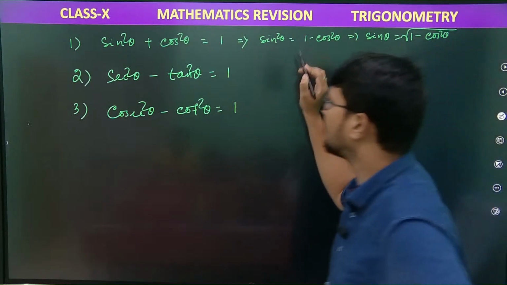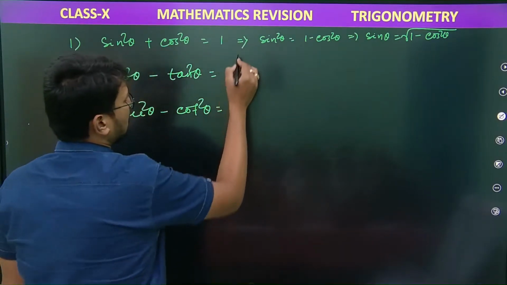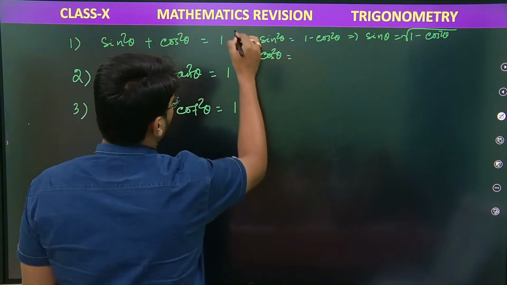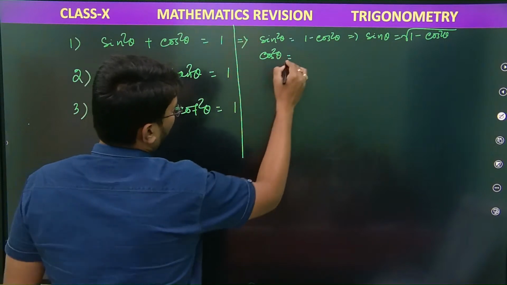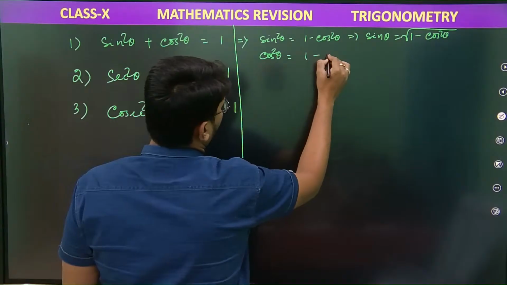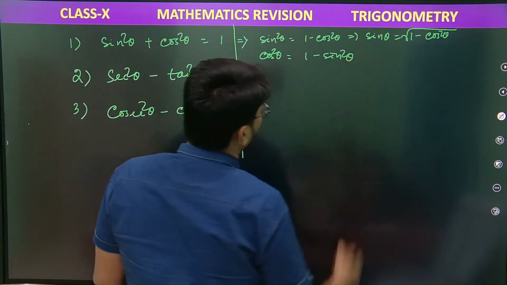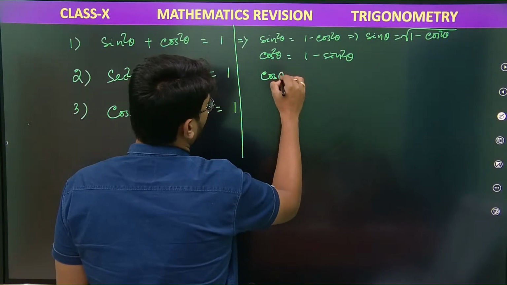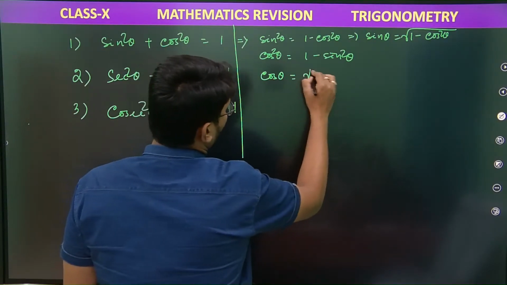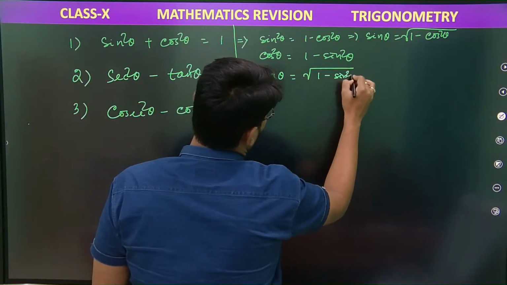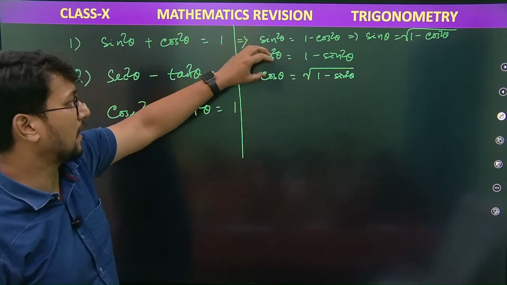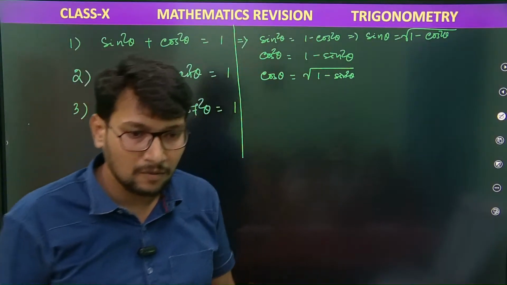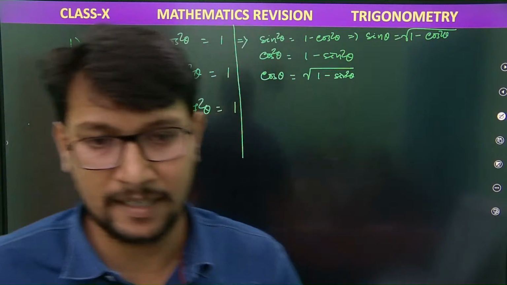Similarly, cos square theta. What is cos square theta? Cos square theta equals 1 minus sine square theta. And cos theta equals the square root of 1 minus sine square theta. You can find cos theta, sine square theta and cos square theta from the first identity. Any problem?